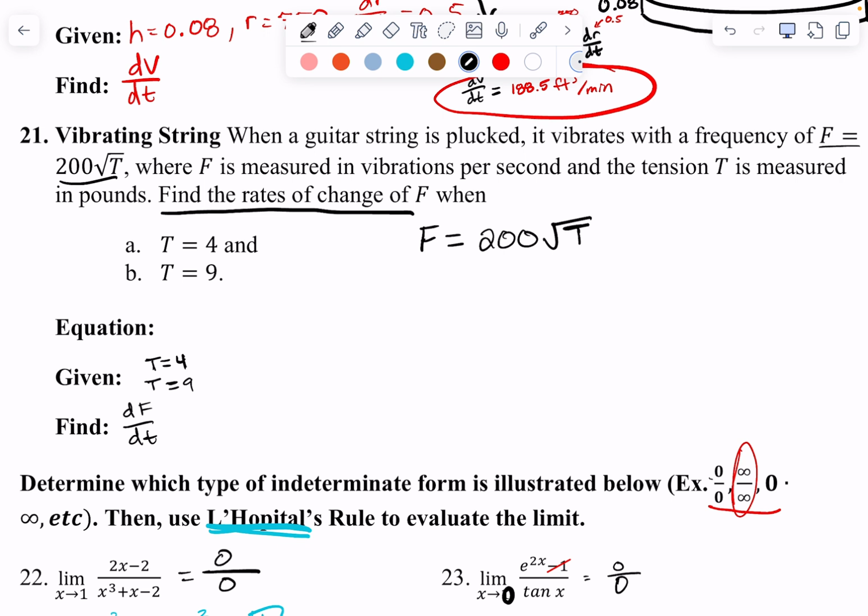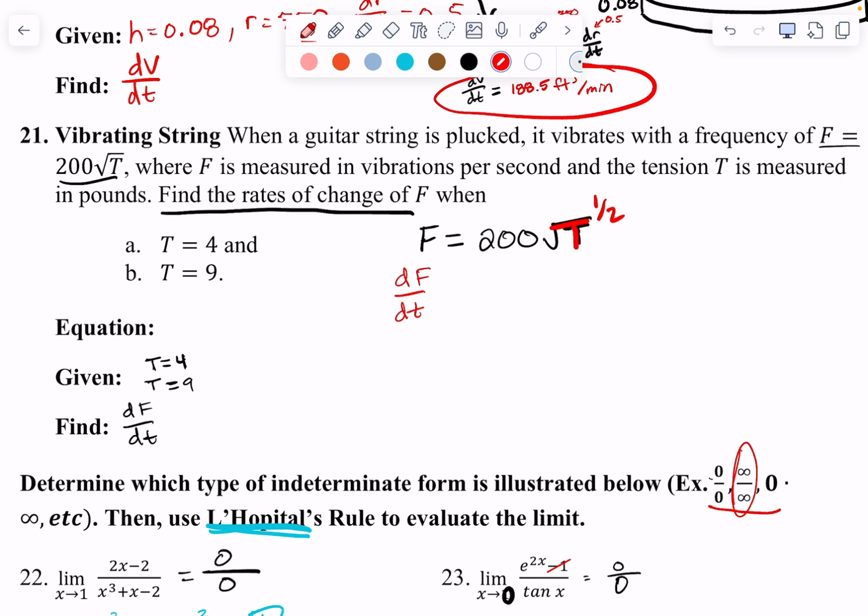Wait, what is the T again? Well, the derivative of F would be dF/dT. Yep. Okay, so let's do our derivative and let's see what we're missing here. dF/dT is this guy. I'm going to write this as T to the 1/2 power. Yeah? Okay.